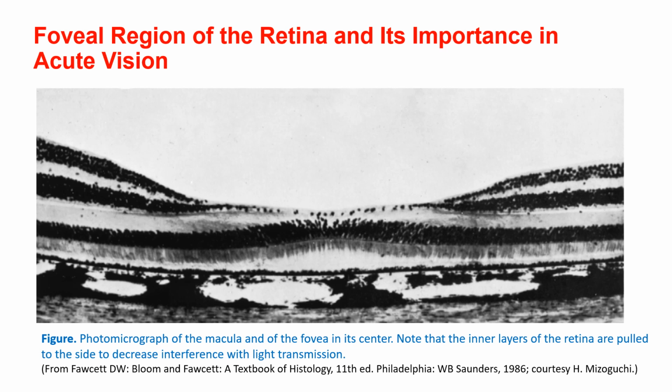Figure. Photomicrograph of the macula and of the fovea in its center. Note that the inner layers of the retina are pulled to the side to decrease interference with light transmission.